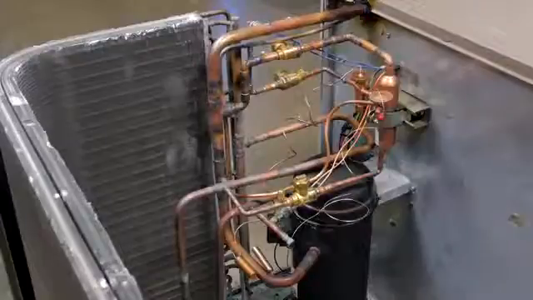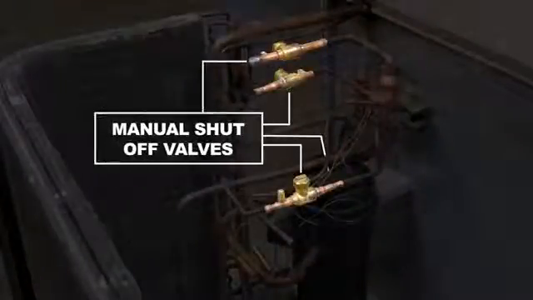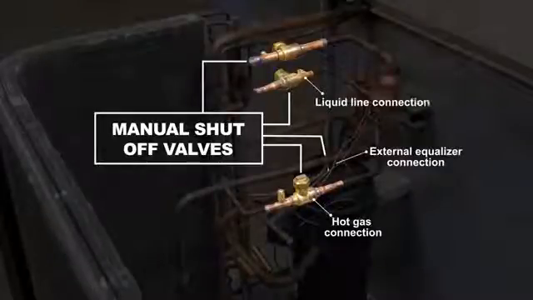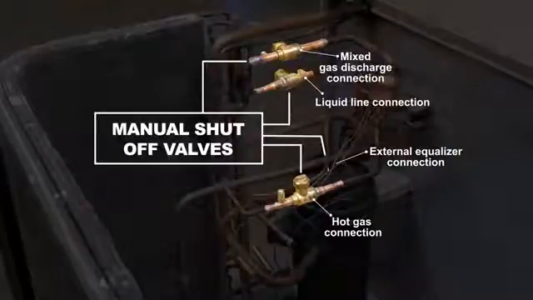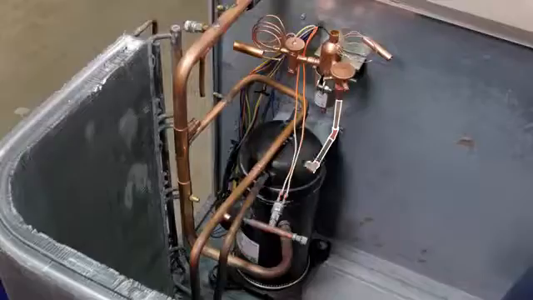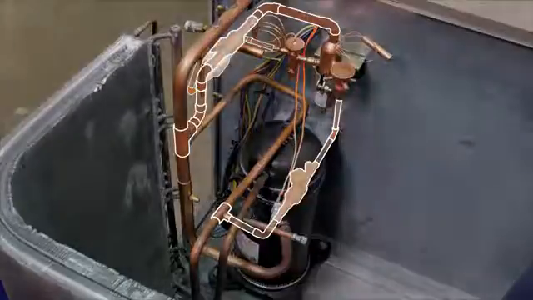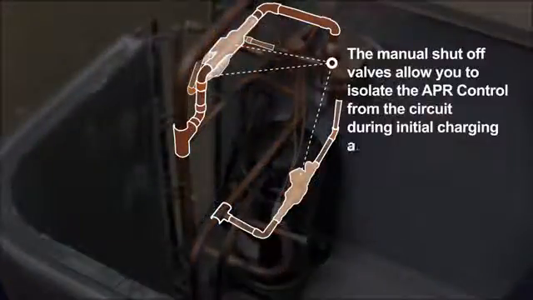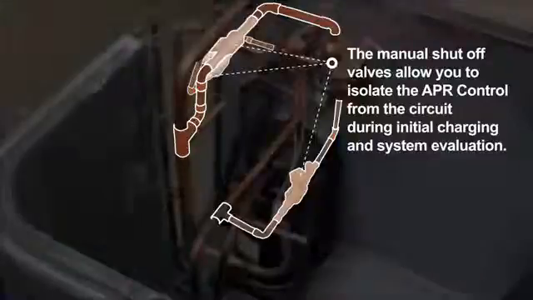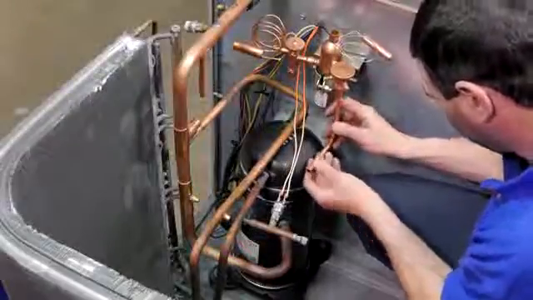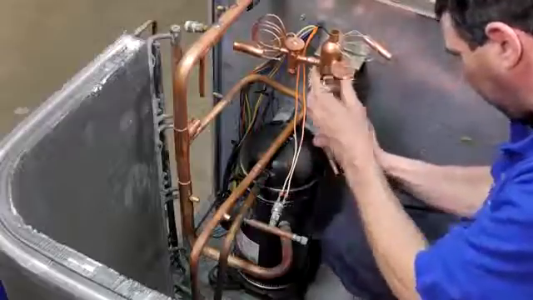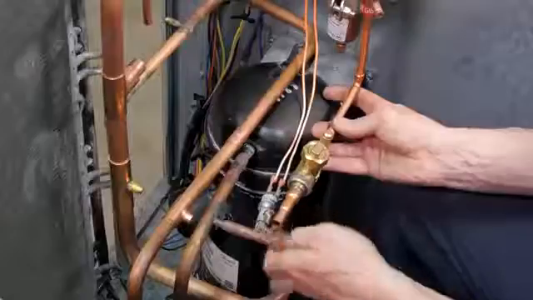Next step is to connect the APR control and install the isolation ball valves between the APR control connections and the T's. You will need 4 isolation ball valves total, one for the hot gas connection, liquid line connection, mixed gas discharge connection, and external equalizer connection. The isolation ball valves allow you to isolate the APR control from the circuit during initial charging and for system evaluation. Connect the hot gas discharge line T to the hot gas valve, which is labeled hot gas on the APR control. This is labeled G on your installation diagram.